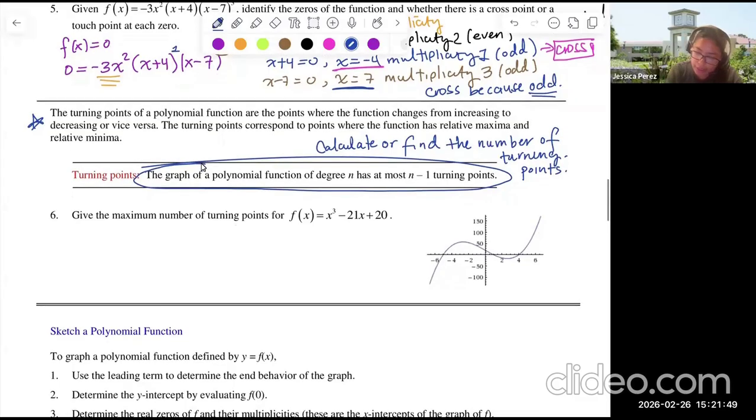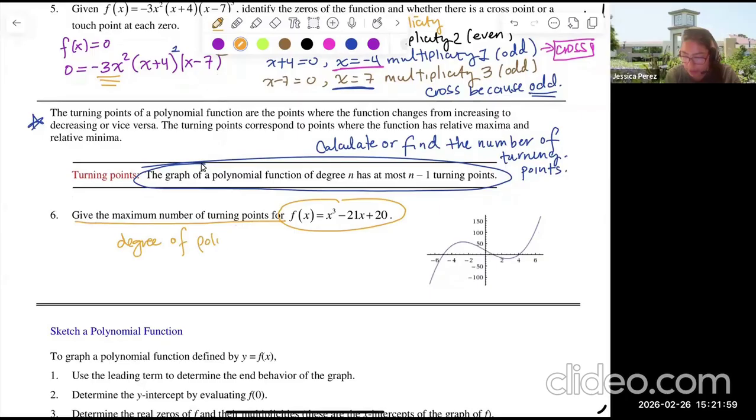So if we look at this question, give the maximum number of turning points for this function. We notice that the degree of this polynomial f of x, the leading term is x cubed, so n is 3. So the formula to find the maximum number of turning points is n minus 1. So it's going to be 3 minus 1. That's going to be 2 turning points.